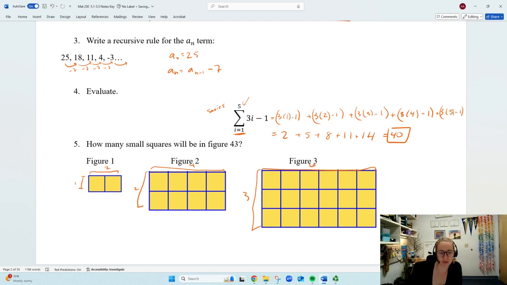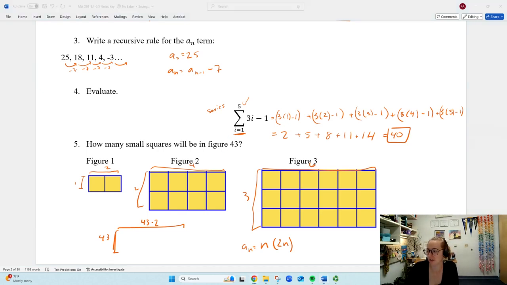So in figure 43, I'm going to have 43 rows right here. And then it looks like it's going to be double that. So 43 times 2 columns. So our whole pattern would be n times 2n would be like our sequence pattern, but it's just asking for what 43 would be. If I multiply that together, I think it's 3,698 squares.